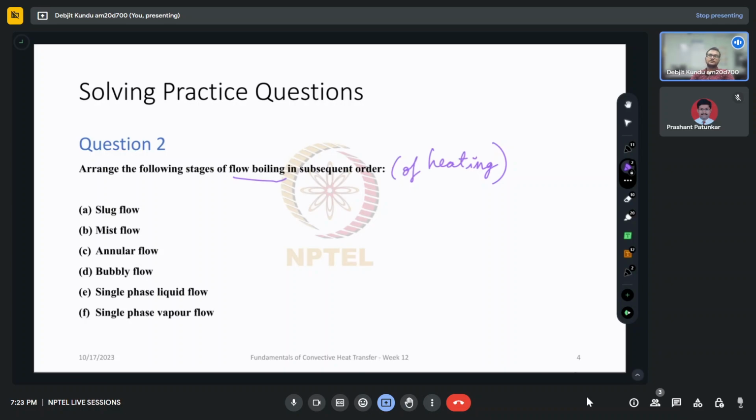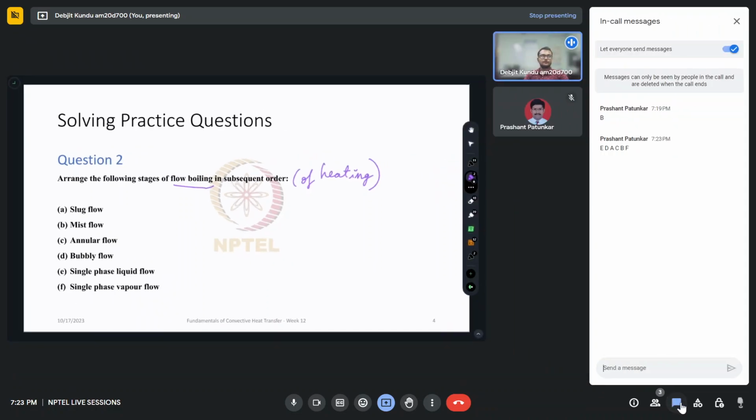So the different stages given are A, slug flow, B, mist flow, C, annular flow, D, bubbly flow, E, single phase liquid flow, and option F, single phase vapor flow. So we have one response in the chat box telling it should be E, D, A, C, B, F.